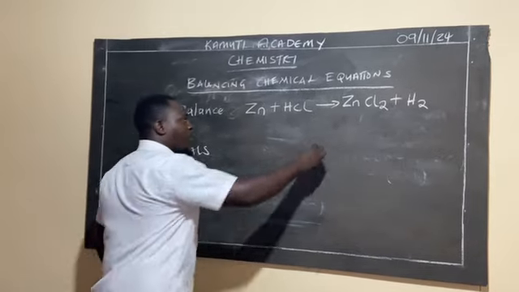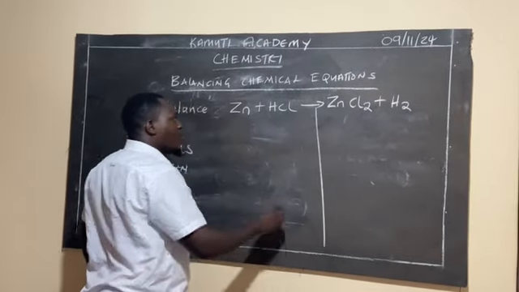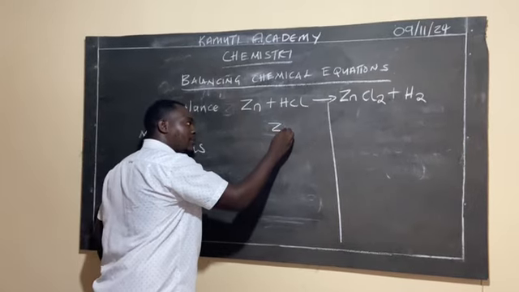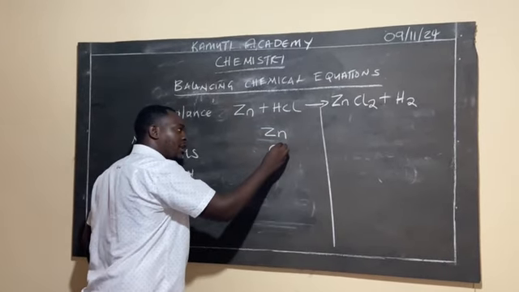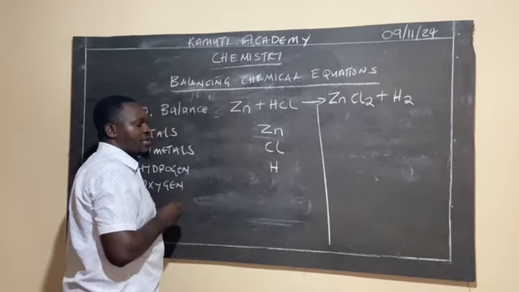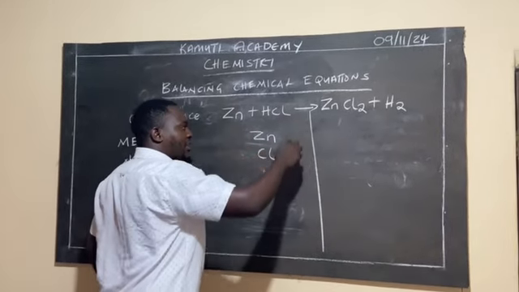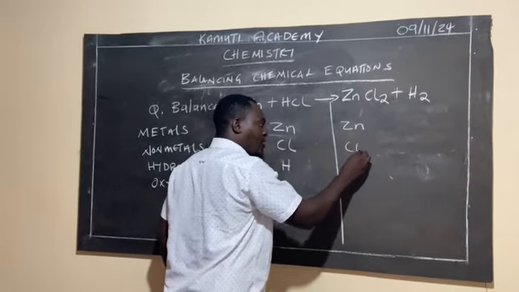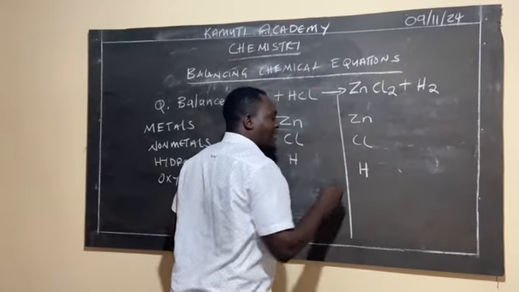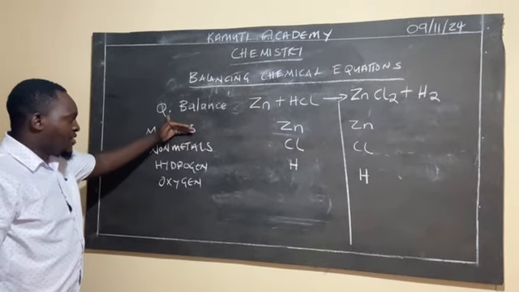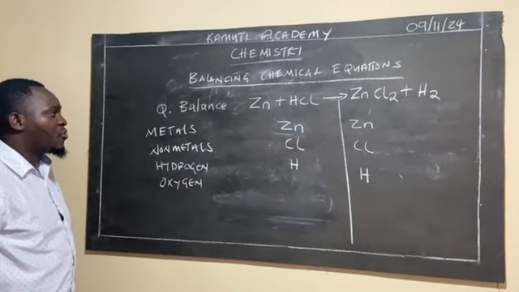Now, this is what we're going to do. We separate it. We've got the left-hand side. On the left-hand side, we've got zinc, we've got chlorine, we've got hydrogen. Have you seen? On the right-hand side, the same elements, zinc, chlorine, then hydrogen. So this is what we have. So we have actually grouped them in this order, just that we don't have oxygen there.